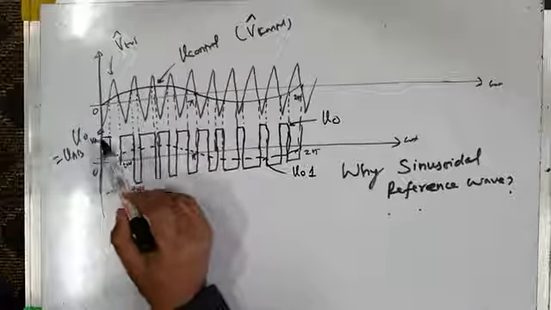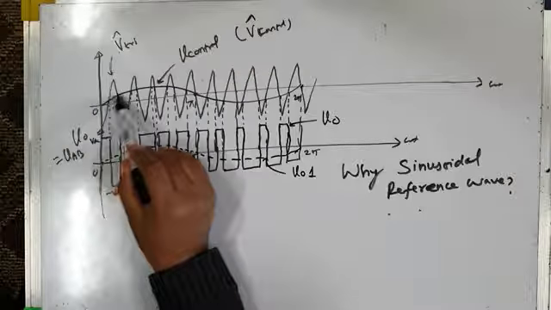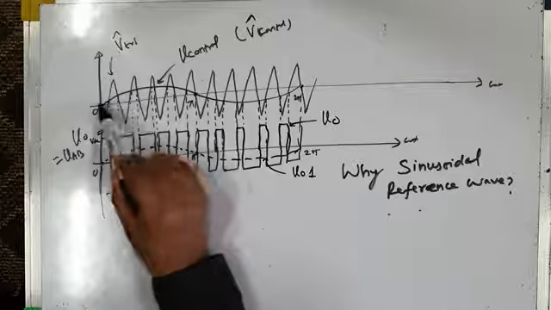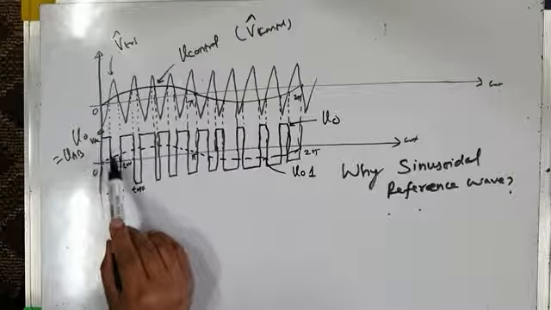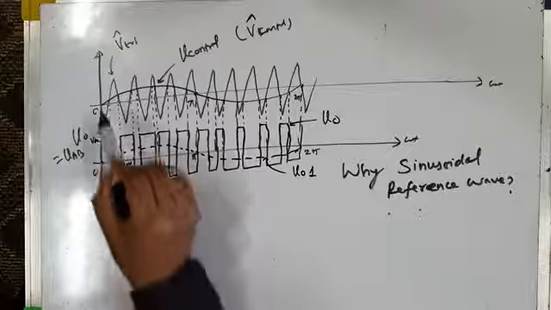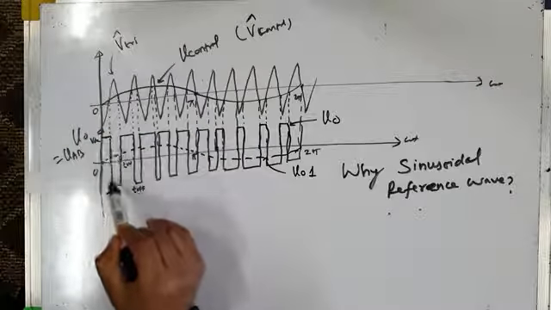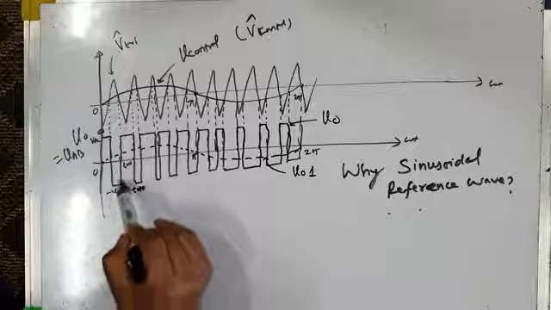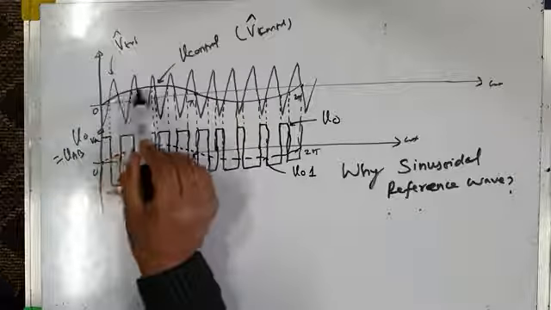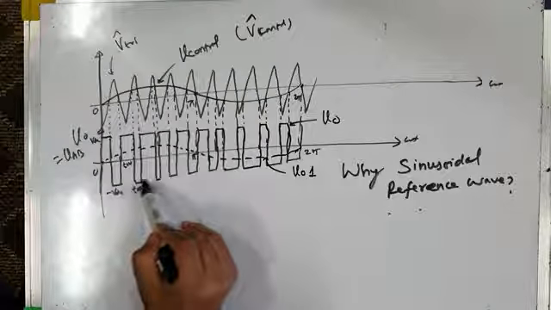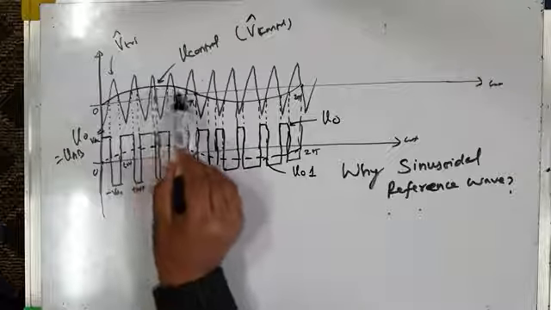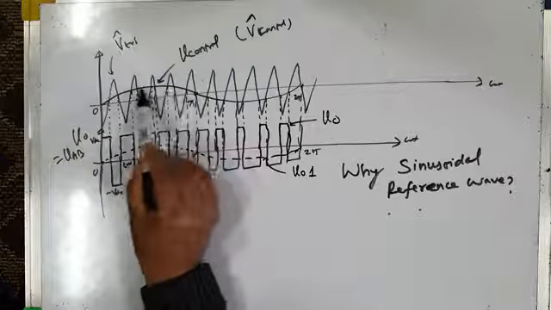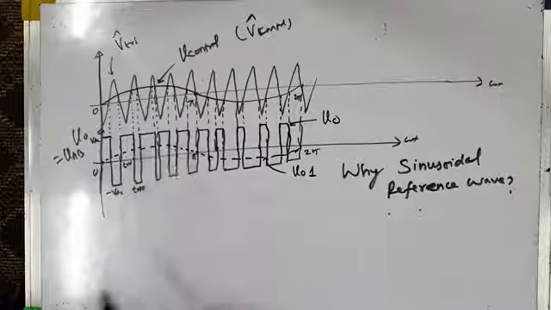That means as you move along the reference wave from 0 to peak value, you can see the instantaneous average voltage in each carrier cycle increases. It is very small in the first carrier cycle. In the second carrier cycle, it increases. In the third carrier cycle, near the peak, it is the maximum. Then as you go away from the peak of the reference sine wave, it decreases. The same happens with the negative half cycle.